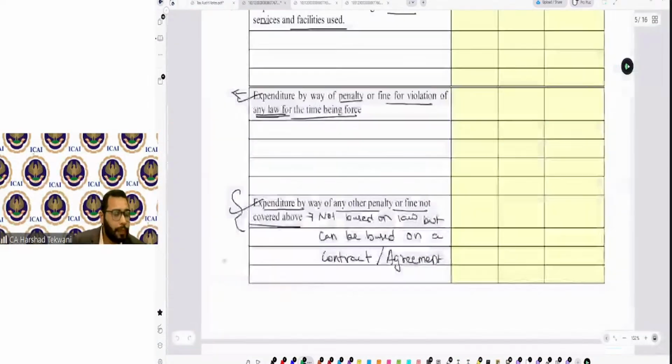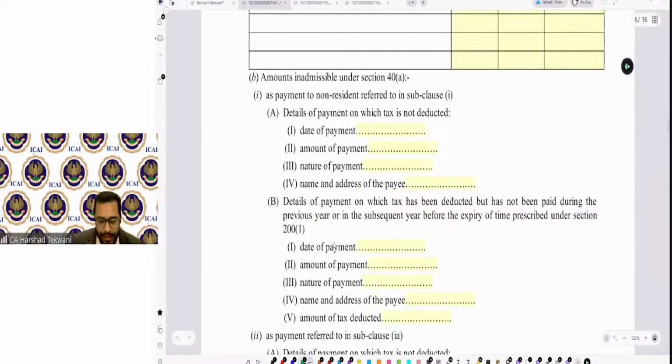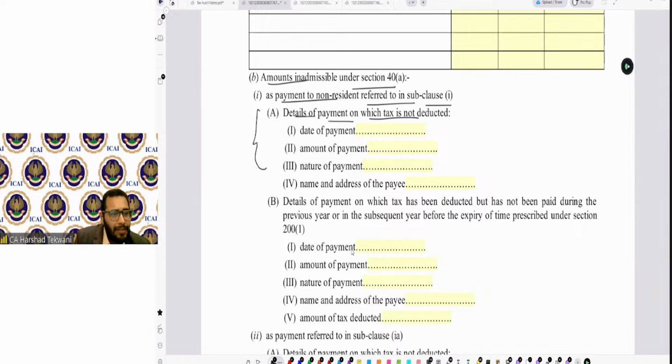Okay. Now, the next clause that I want to discuss is amount inadmissible under Section 40A as a payment to a non-resident referred in subclause 1, where we have to provide the details of payment on which tax is not deducted. So date of payment, amount of payment, nature of payment, and name and address of payee. So to verify these details, we need to make sure that we are referring to the amount that is paid to a non-resident.